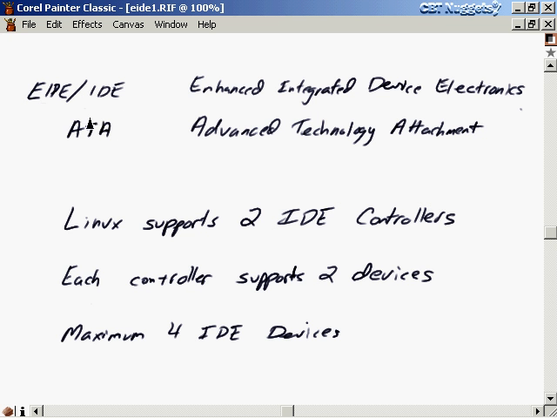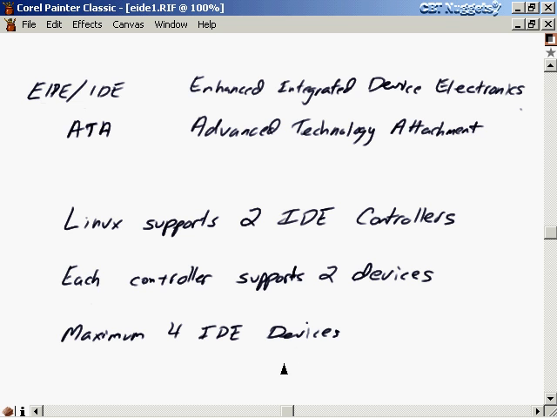Let's start with a discussion of IDE devices. IDE stands for Integrated Device Electronics, and then there's EIDE, which is Enhanced Integrated Device Electronics. These devices are also known as ATA devices, which stands for Advanced Technology Attachment. So when I'm talking about IDE devices, I'm talking about anything with one of these three names. Linux supports two IDE controllers, and each controller itself can support two IDE devices, so that gives you a maximum of 4 IDE devices on your Linux system. A typical IDE device would be a CD-ROM or a hard drive or something like that.